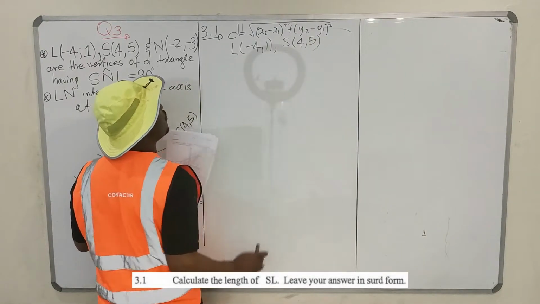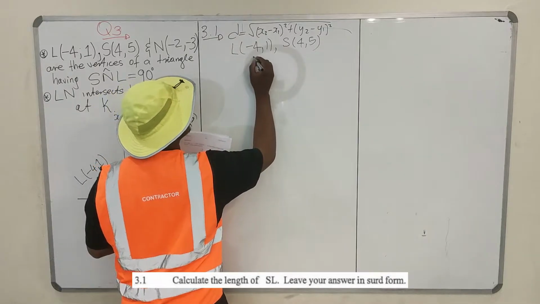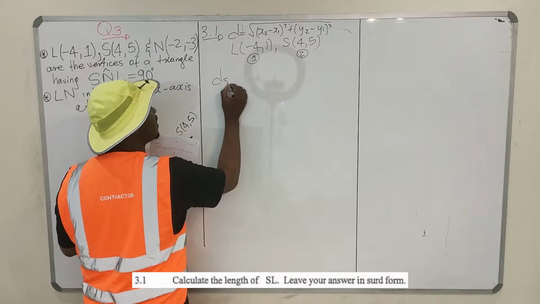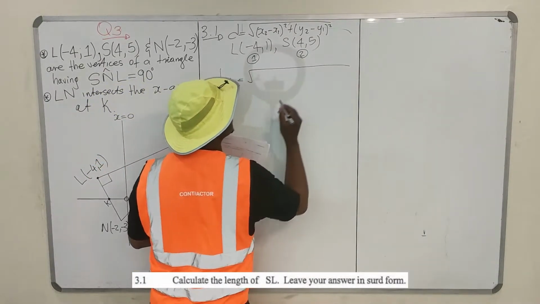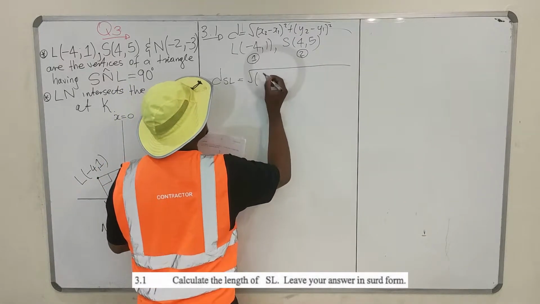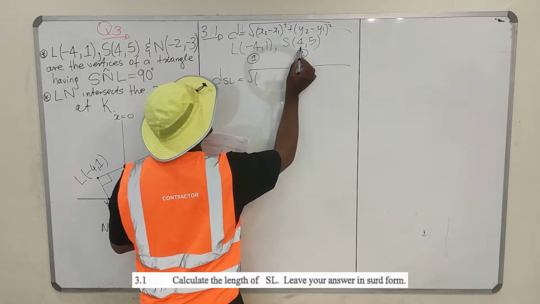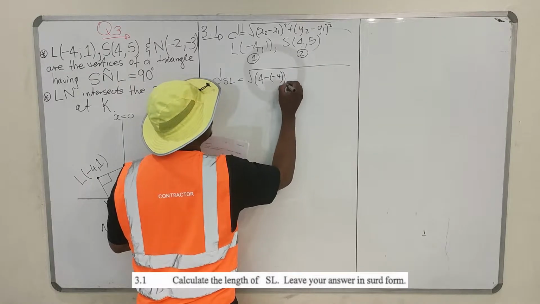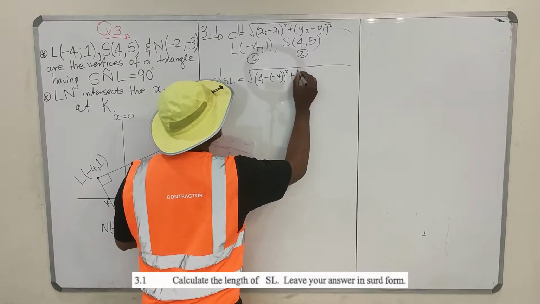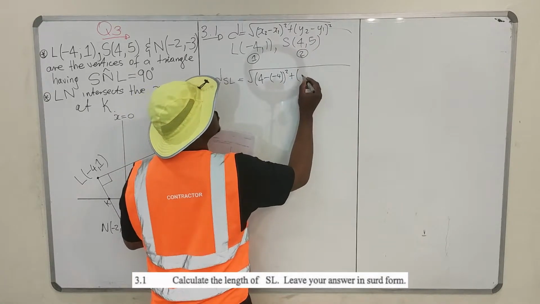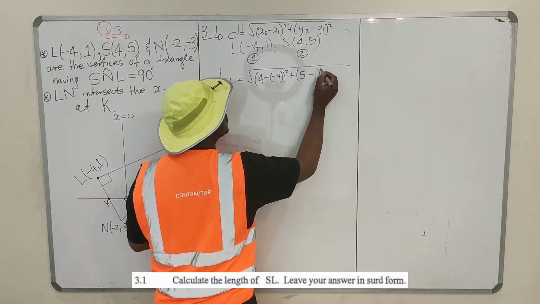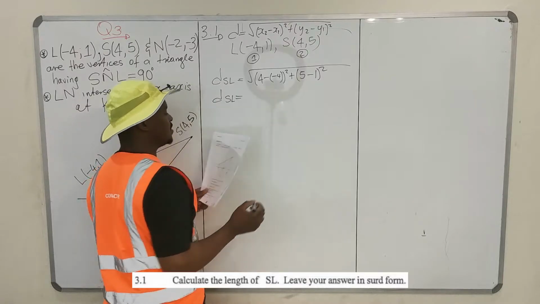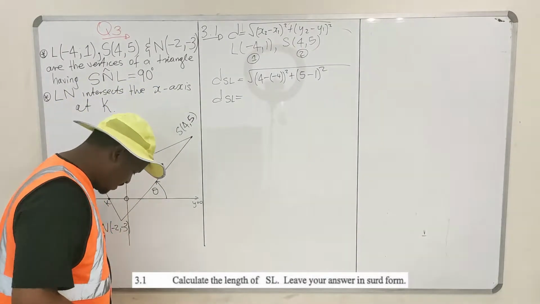So you want the distance between these 2 points. You can say this is coordinate number 1, this is coordinate number 2. So the distance SL is equal to this. You say x coordinate 2, which is 4, minus x coordinate 1, which is minus 4, all squared, plus y coordinate 2, which is 5, minus y coordinate 1, which is 1, all squared. So the distance SL is the answer to this. You type that in the calculator and see the answer.